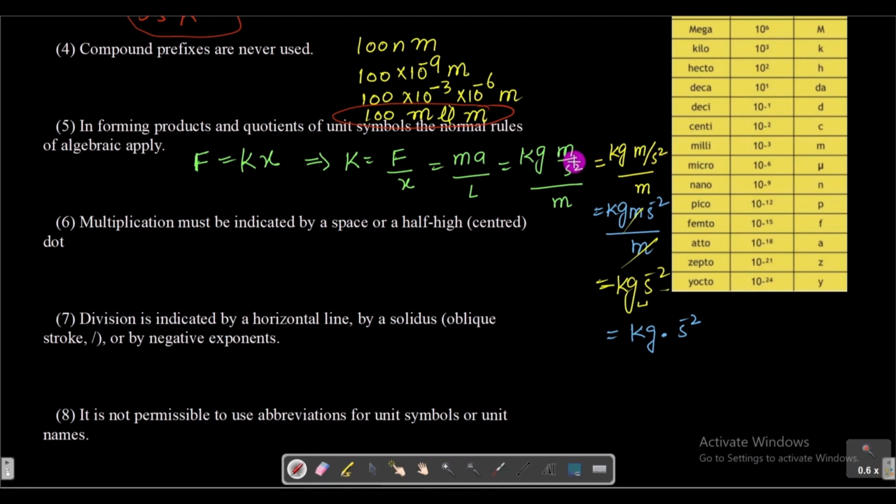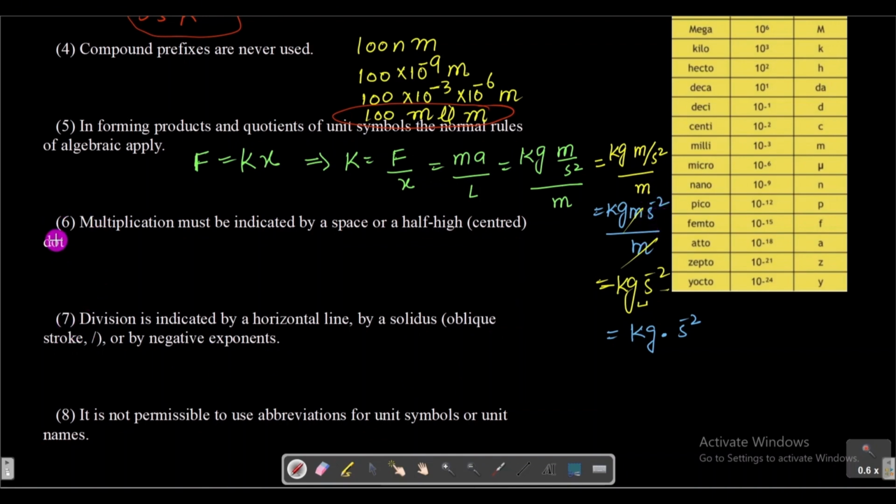So here we have this horizontal line. For division we use this horizontal line, as well as the solidus line, per meter square. And similarly, we can use the negative exponent for division. So here this s square is in a division, and we use this negative exponent for that. So this covered rule number 7, that division is indicated by the horizontal line, or by the solidus, or by the negative exponent.